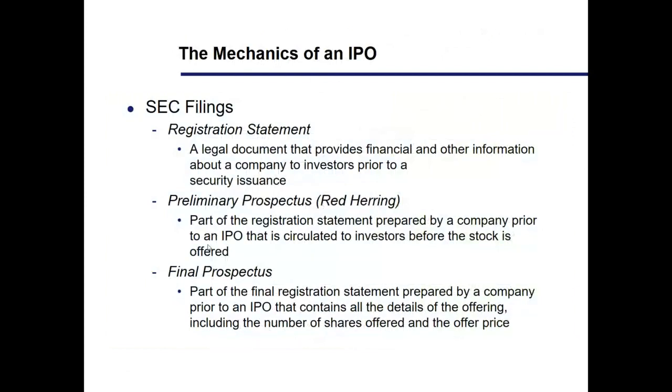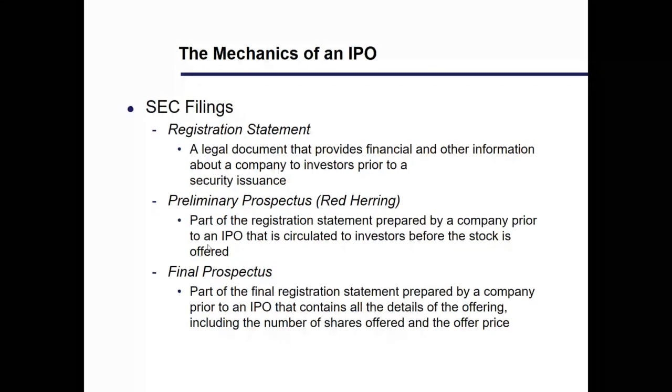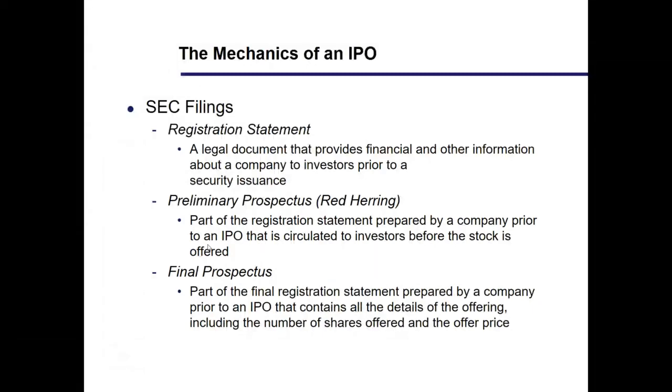In general, what you have to do is hire these investment banks, who also help you prepare the administrative filings to get approval from the authority. The authority that supervises share trading or the stock market, we call the Stock Exchange Commission. They require legal documents that provide financial and other information about the company to investors before a security issuance, and then they are going to do a preliminary prospectus. After you get the preliminary prospectus, you're going to do the roadshow.